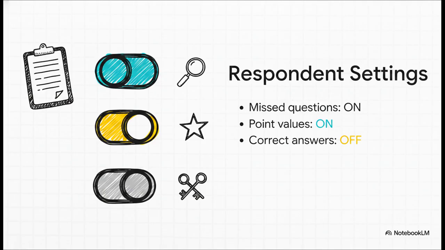Because it redirects students to immediately review their own knowledge gaps rather than running straight to your desks to ask, hey, what did I miss? Keeping point values on ensures total transparency, which really reduces their anxiety about how much a mistake will actually cost them. But correct answers, that is where you must be highly strategic.